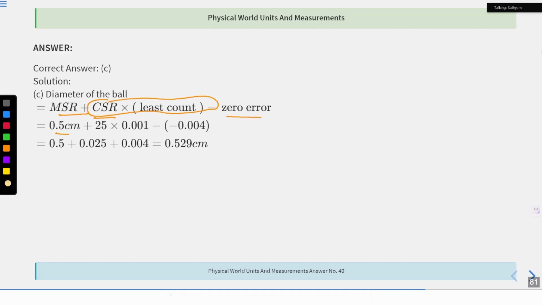What is the value of MSR? The given value of MSR is 0.5 centimeters. CSR is 25, so 25 into 0.01, and zero error is given to you. Fine. You just need to apply this. All right. Next.